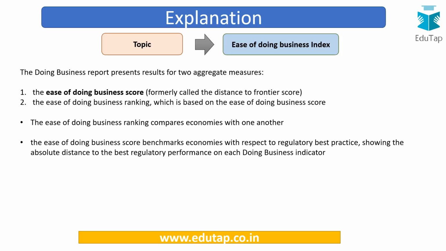And the Ease of Doing Business report basically has 2 measures, that is the Ease of Doing Business score and the Ease of Doing Business ranking. So basically the score is calculated and then it is rounded off and made into the ranking. Just go through this once, and I've mentioned it here so that it becomes more clear to you how the score and ranking are related.